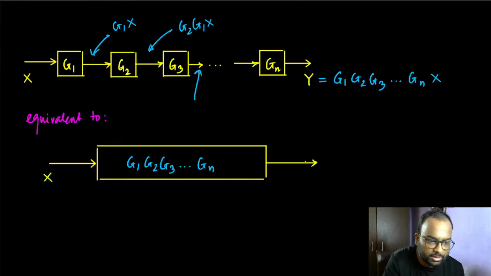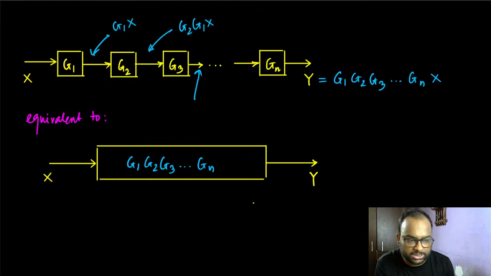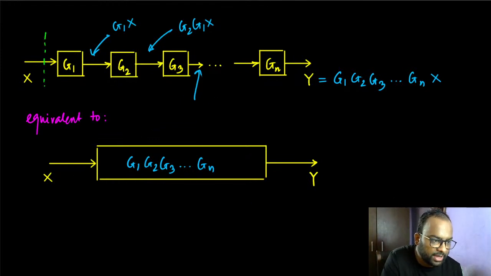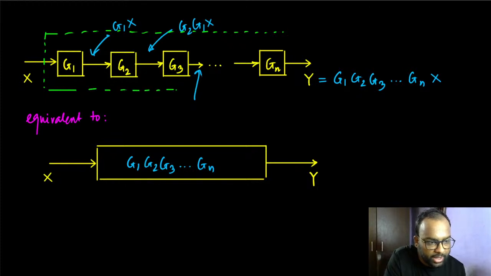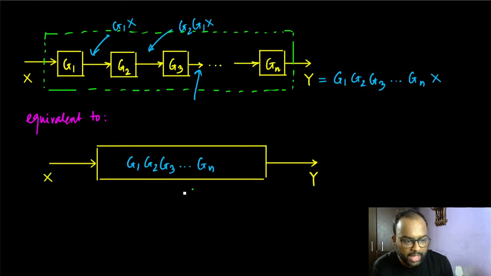Because as far as the input and the output are concerned, these two systems have the same relationship. If I consider this whole thing to be inside a box, and we are only interested in the relationship between the input and the output, then having this system inside the box and having this single system inside the box produce the same relationship. So we say these two block diagrams are equivalent. Any diagram that has these functional blocks is called a block diagram.